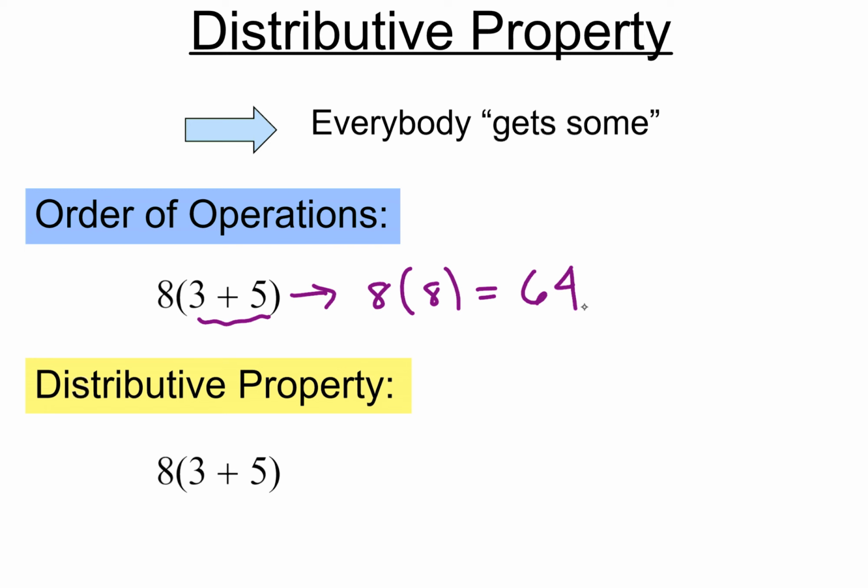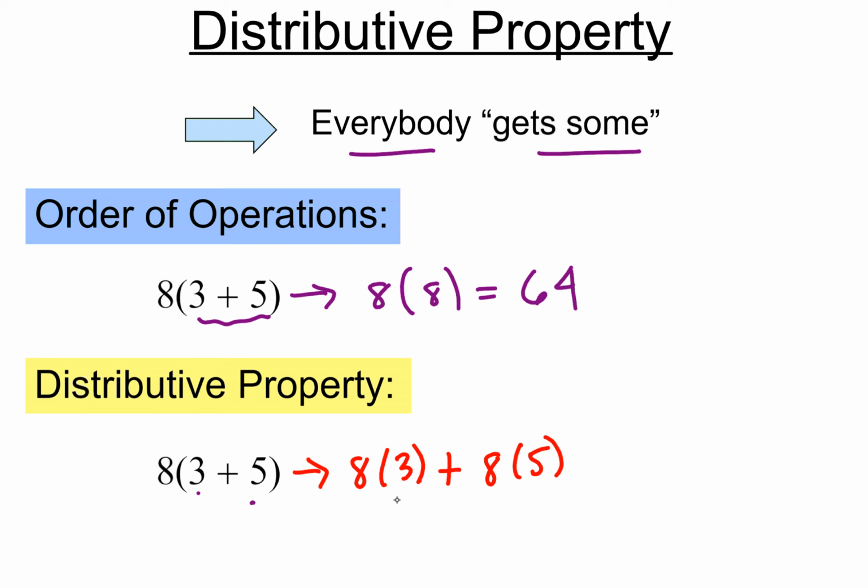Now with the distributive property, what that means is we were talking about this everybody getting something, or everything inside the parentheses will get something to it. So basically what we're doing is we're going to take the 8 and we're going to multiply it to the 3. And we're also going to take the 8 and we're going to multiply it to the 5. This is another equivalent expression for this.